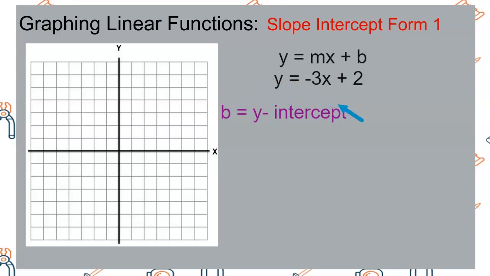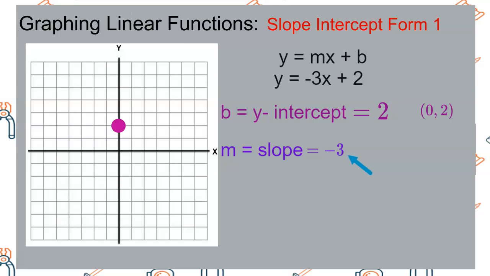B in slope intercept form is the y-intercept, and in this example, this will be 2. So the y-intercept is where your function touches the y-axis. And in this example, positive 2 tells us that our y-intercept will be 0, positive 2. Next, the slope is m, and in this example, it'll be negative 3.